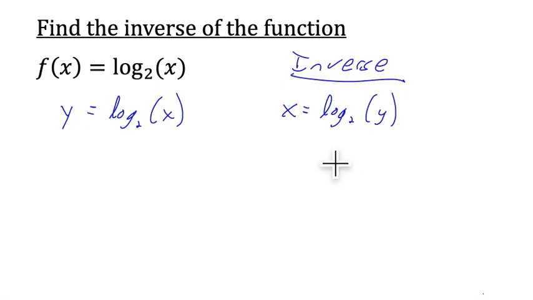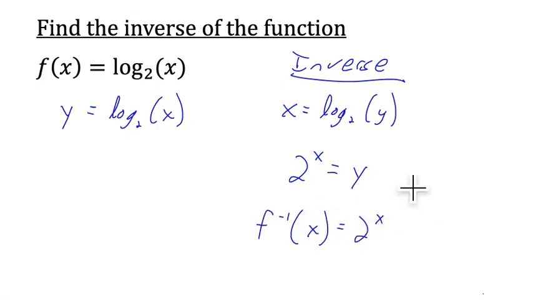Now a good way to do that is to just use our definition of what a logarithm is and rewrite this with exponents. So here we have log base 2, so the base of the exponential expression is 2. The log always equals the exponent, so the exponent will be x, and that will equal the other part, in this case y. Right, so we have y equals 2 to the power of x, and this is our inverse function. We're going to rewrite it as f inverse of x equals 2 to the power of x.